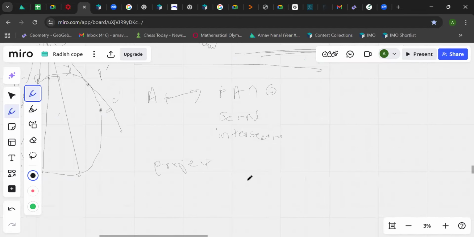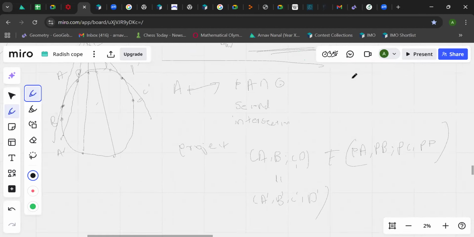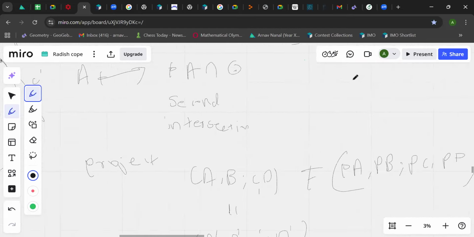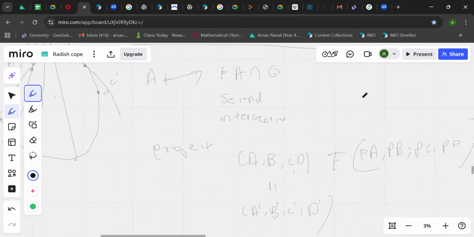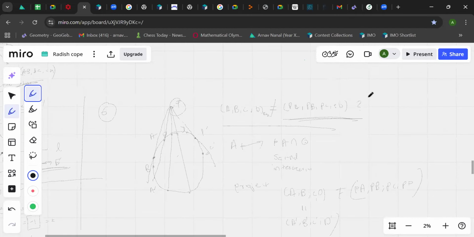So you have that the cross ratio (A, B; C, D) is not equal to the cross ratio of PA, PB, PC, PD, note that. But it is equal to the cross ratio (A dash, B dash; C dash, D dash). This is what we have. Is this clear to everyone? This projective map is very useful. We will use this a lot of times.